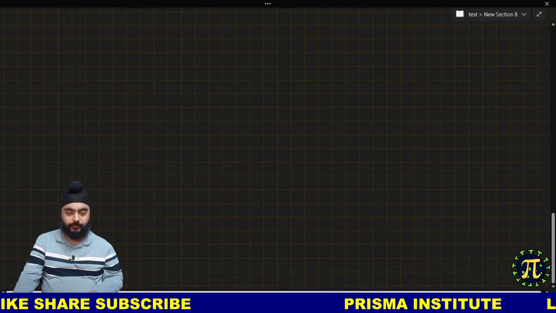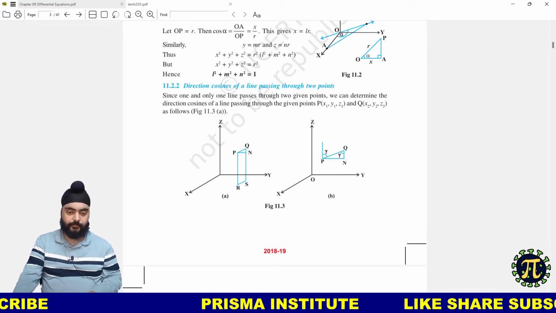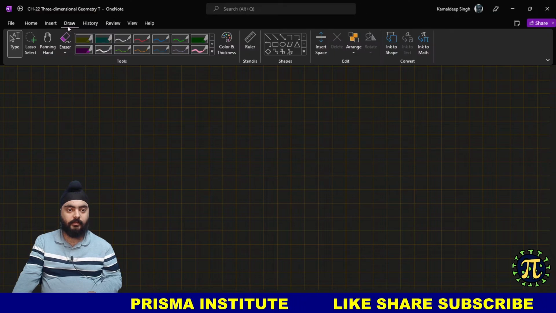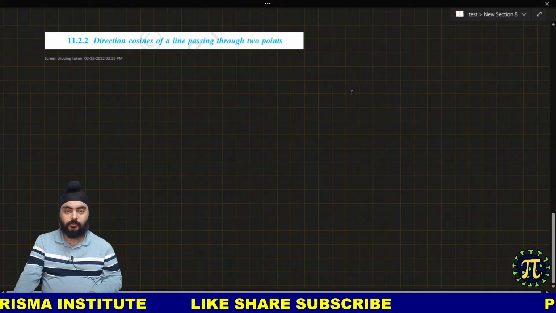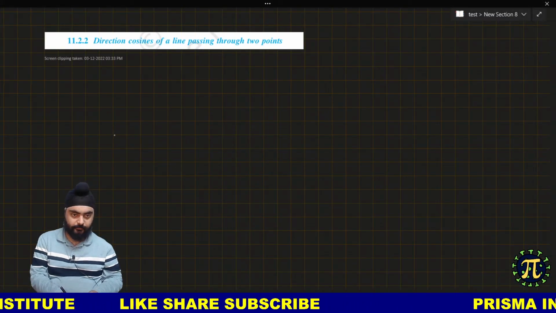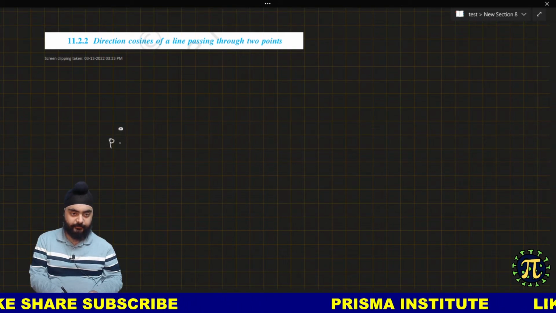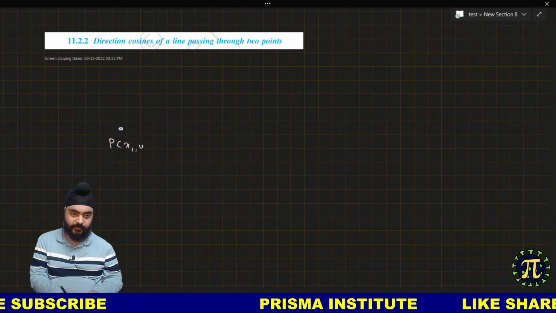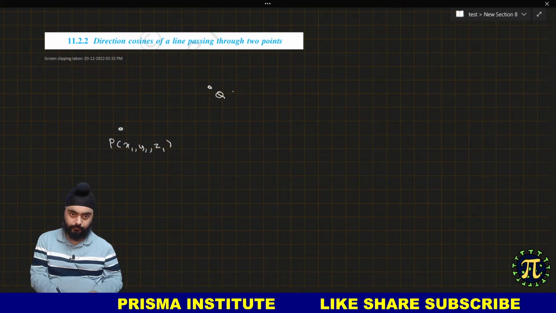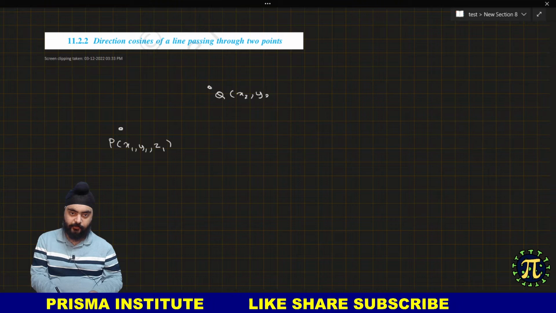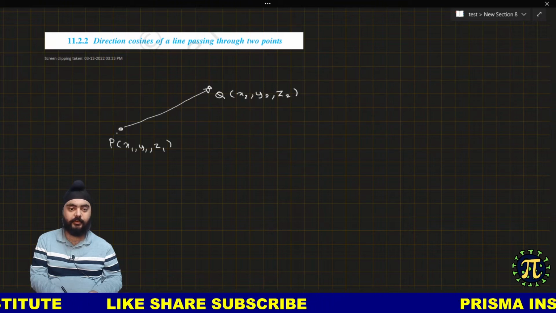So now let's see direction cosines of the line passing through 2 points. So the next topic here is direction cosines of a line passing through 2 points. So let's say the first point is P, which is x1, y1, z1, and the second point is Q, which is x2, y2, z2. So we can define the PQ vector or the QP vector.